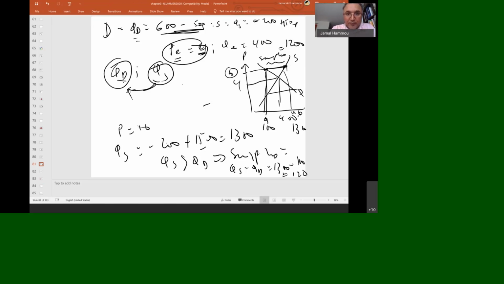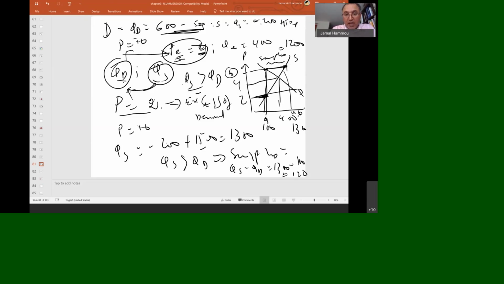If PE is 4 and I say P equals 10, I know for a fact that I have a surplus. Surplus means QS is greater than QD, and I just plug in the numbers. But what if the price equals 2? I just make things up. I know the equilibrium is at 4. If the price is 2, the price is below the equilibrium. I know QS is less than QD. We have excess demand.